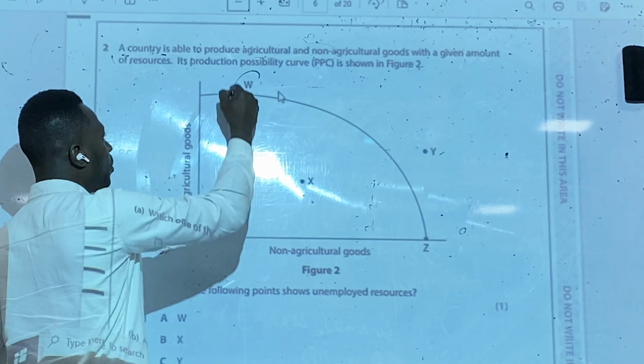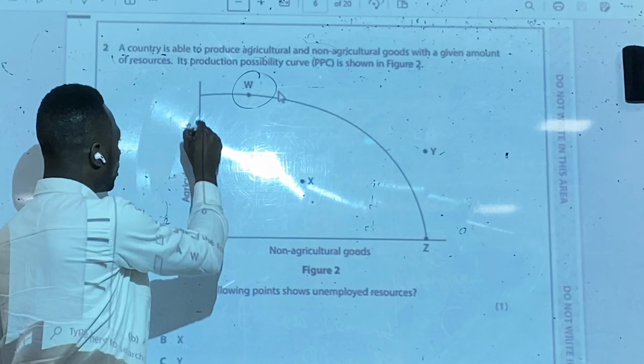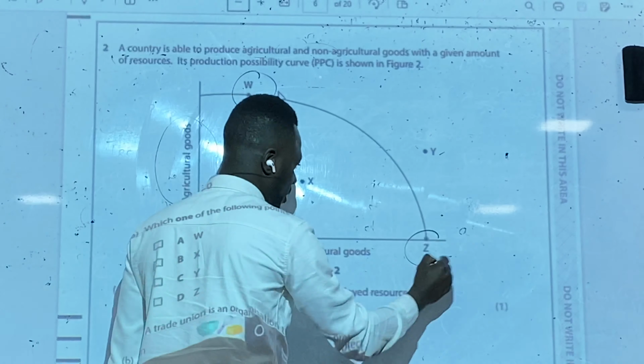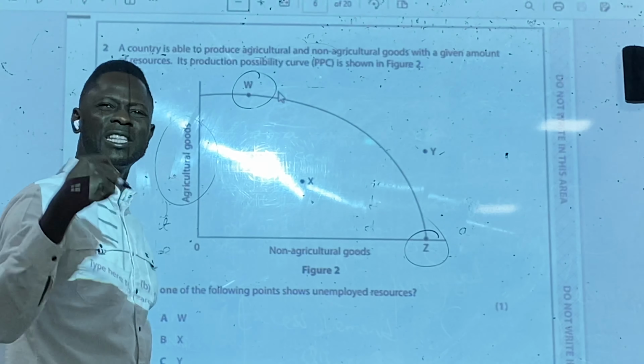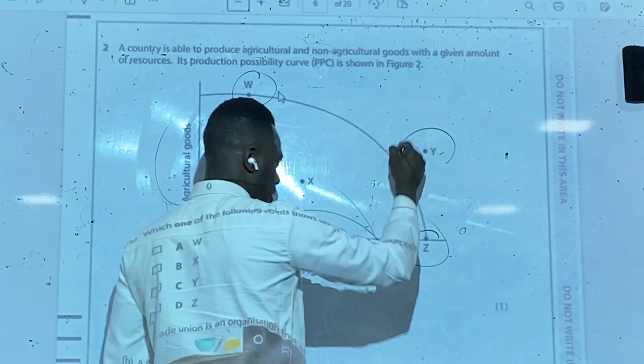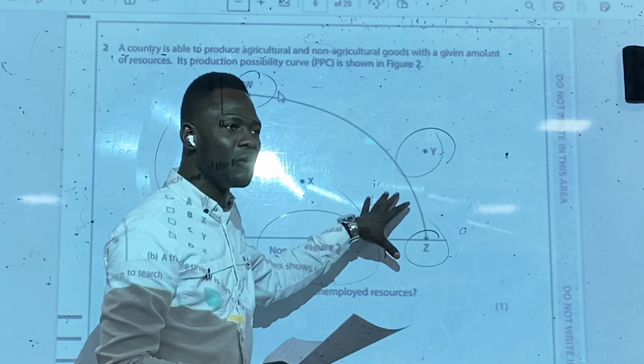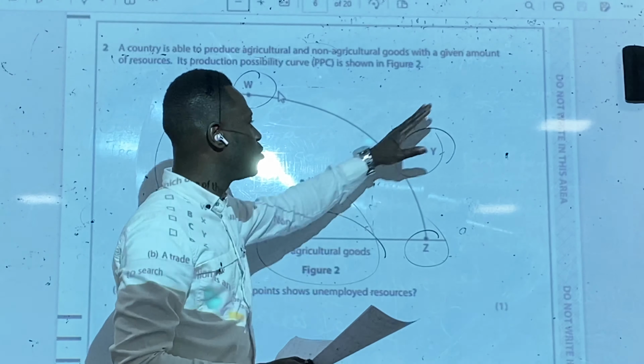First, at this point, resources are fully used and concentrated on agricultural goods. At this point, resources are fully used and dedicated to non-agricultural goods. At this point, it is unreachable. The resources available are not enough to reach this space. So we don't talk about that at all.